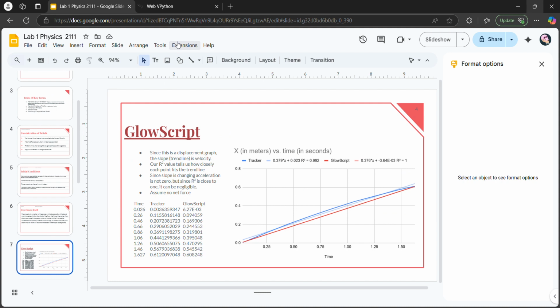Here is the model from the GlowScript. It shows that the red line is the GlowScript model and the blue line is the Tracker model, where the light blue line is the trend line from the Tracker, because it was actually found to be some acceleration here in the form of friction. However, the trend line is shown to have an r-squared value of 0.992, which is close enough to 1 that it is assumed that all points on the actual line have a very small variance and can be considered as the true velocity. And the true velocity from this trend line is 0.379, and the true velocity from the GlowScript is 0.376, so a very small discrepancy between those two.